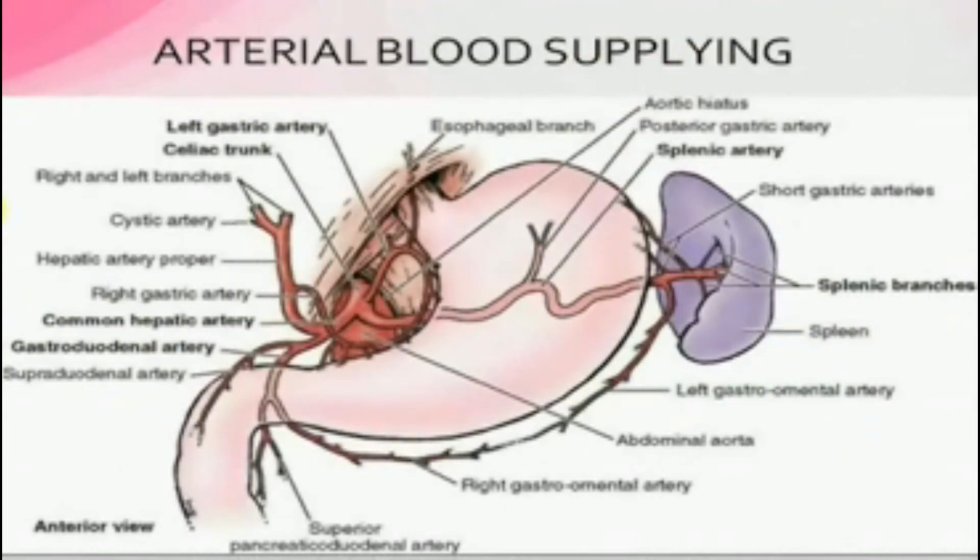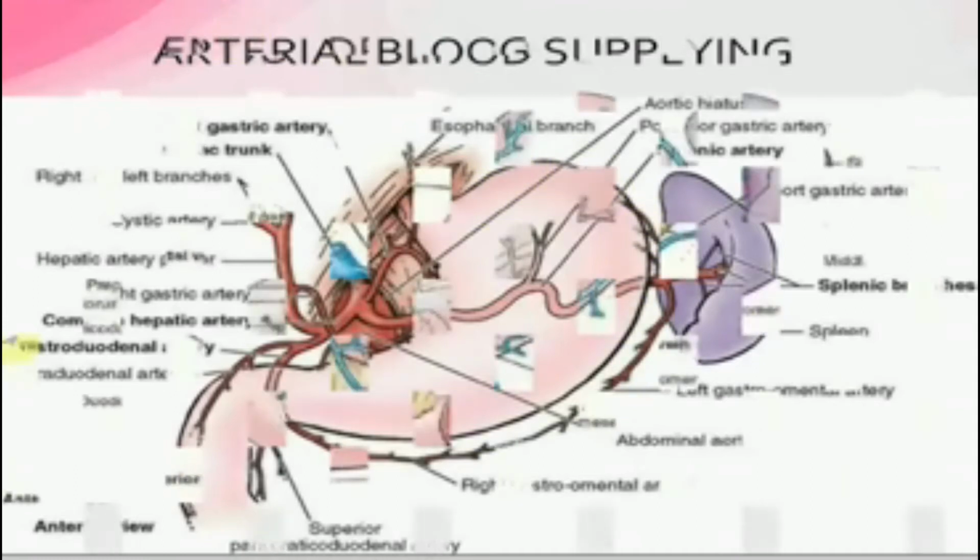Arterial blood supply. The rich arterial supply of the stomach arises from the celiac trunk and its branches. Most blood is supplied by anastomoses formed along the lesser curvature by the right and left gastric arteries, and along the greater curvature by the right and left gastroomental arteries. The fundus and upper body receive blood from the short and posterior gastric arteries.